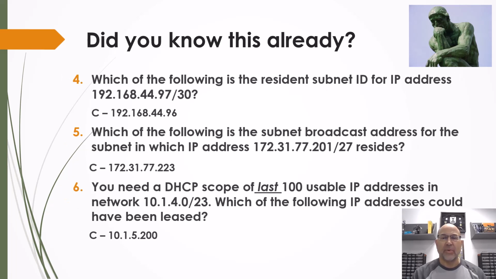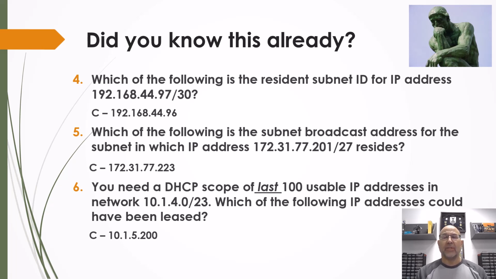Which of the following is the resident subnet ID for the IP address 192.168.44.97/30? Now the trick here is that /30. What does /30 look like? Right, that is 6 bits in the last octet, right? So these are very, very, very small subnets. So if you converted 97 to binary and then you put a mask underneath there that was 6 bits with 2 zeros, that last digit would be zeroed out, giving us 96.